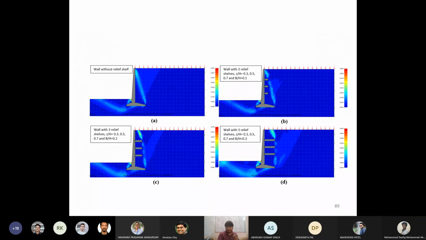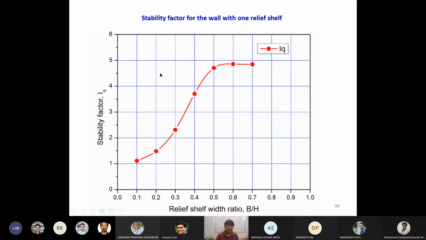So with the three relief shelves, this is the orientation of the failure plane patterns, okay. Now the stability number has been defined as the ratio of the multiplier load with the relief shelf and without the relief shelf. What we noted is that beyond a certain B by H value, there is no change in the stability factor. This value was given as an optimum number for deciding the width of the relief shelf. So we noted that B by H equal to 0.5 will be the appropriate width for the single relief shelf.